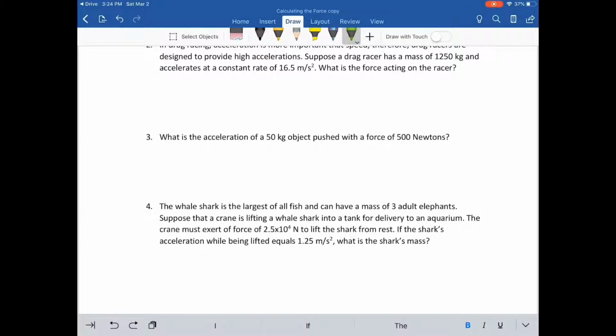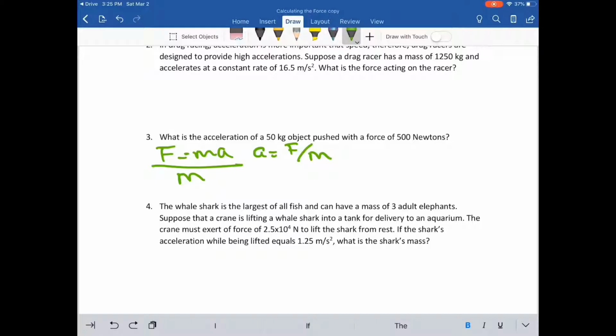So the question says, what is the acceleration of a 50 kilogram object pushed with a force of 500 newtons? So we are looking for acceleration this time. So we're going to use this base equation, rearrange it to get acceleration, so divide both sides by m. And so now our equation is acceleration equals force divided by mass.